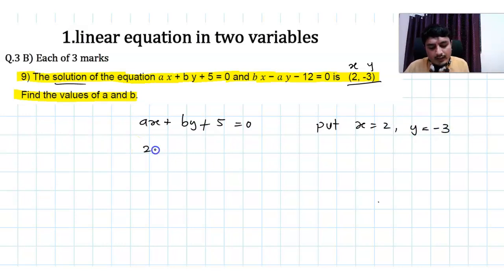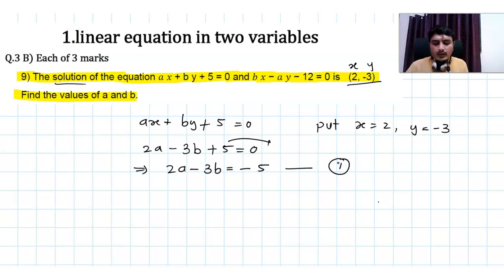So we are getting a into 2, that means 2a, since we are replacing x by 2, and y by -3, so b into -3, we are getting ultimately plus minus is minus, -3b, and + 5 = 0. Now once we shift the 5 from LHS to RHS, we are getting 2a - 3b = -5. Call it equation number 1.